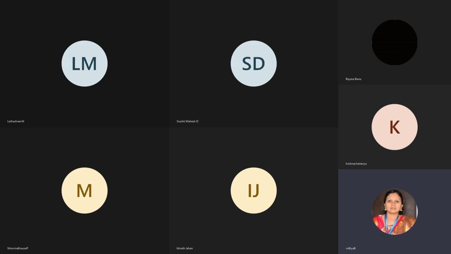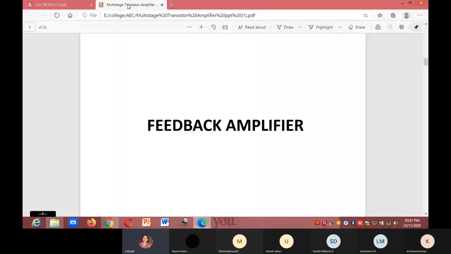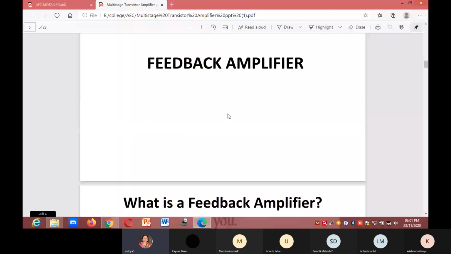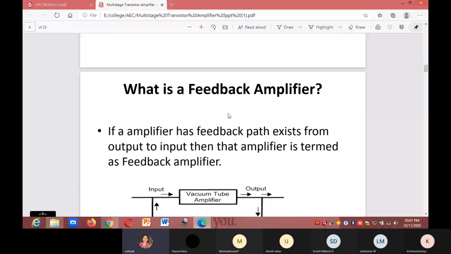In the last class we have discussed feedback amplifiers. Once again, I'll repeat about feedback amplifiers. What is a feedback amplifier? First, we should know the definition.